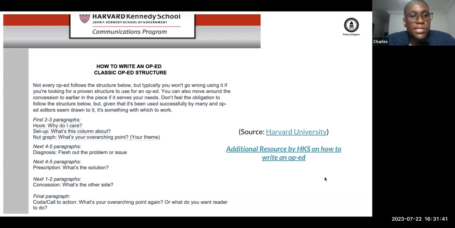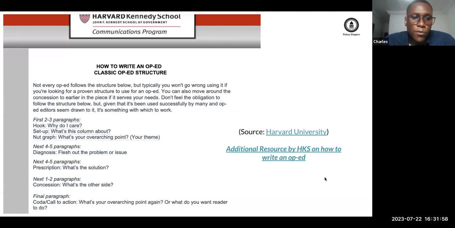So another one is the setup. What is this column about, which I've talked about before? What's your overarching point? In the background, talking about history and the issue, you should be able to talk about where you're going, the overarching point of your essay.